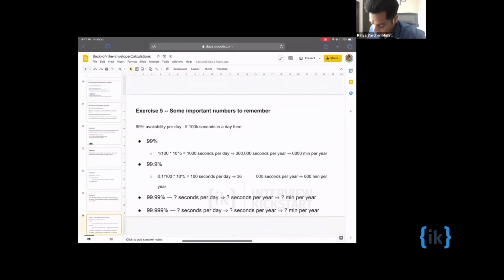Okay, so let's move to the next slide. Yes, I was talking about this. This is an exercise and it is also an important thing to remember.